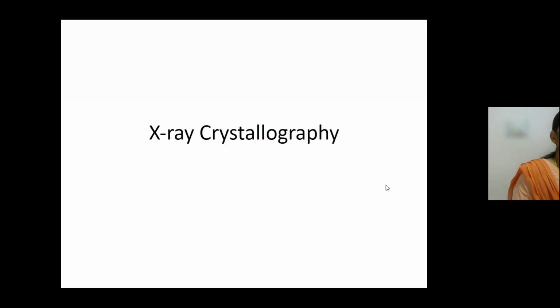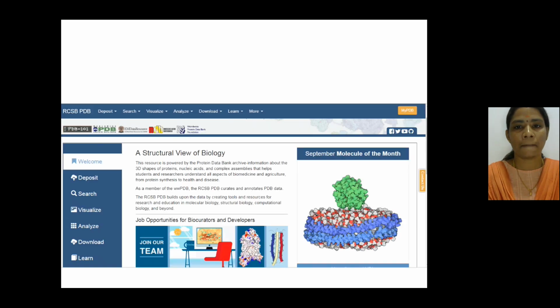So for today we will see about protein structure determination, how you can solve the structure experimentally. There are mainly two methods, X-ray crystallography and NMR, that are employed in order to determine the protein structure. Now you will see about X-ray crystallography.